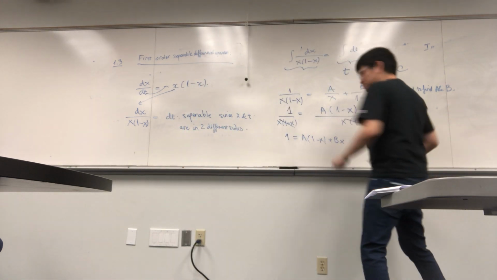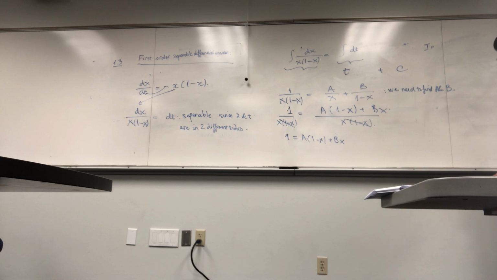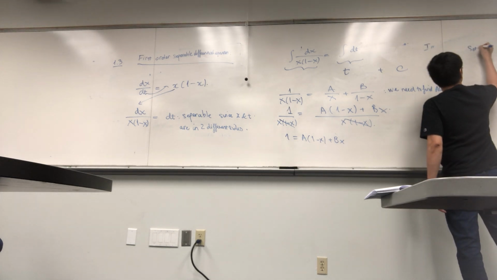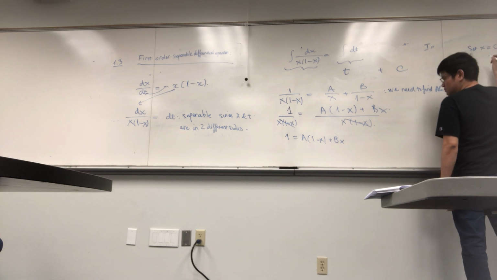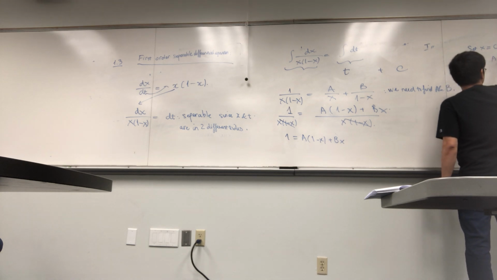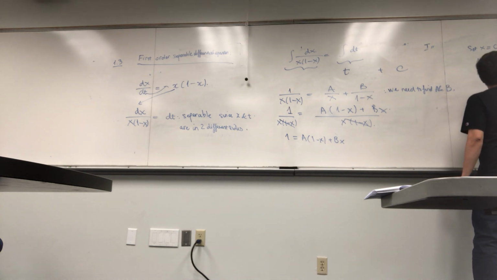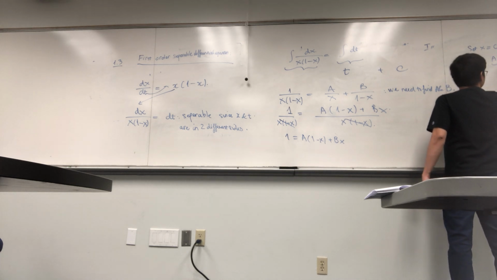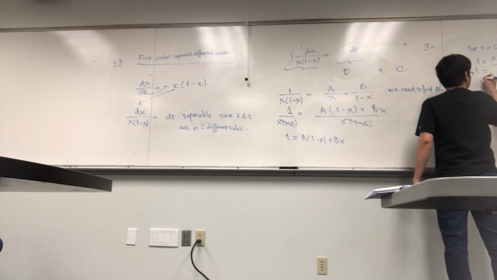Now I'm going to use the strategy that you said. I'm going to set x to be 0. So I have 1 is equal to a times 1 minus 0 plus b times 0. So this is 0, and this is a times 1, so a is 1.